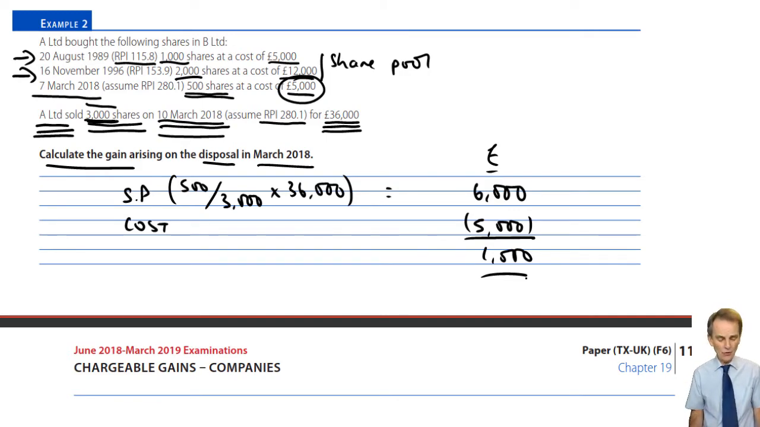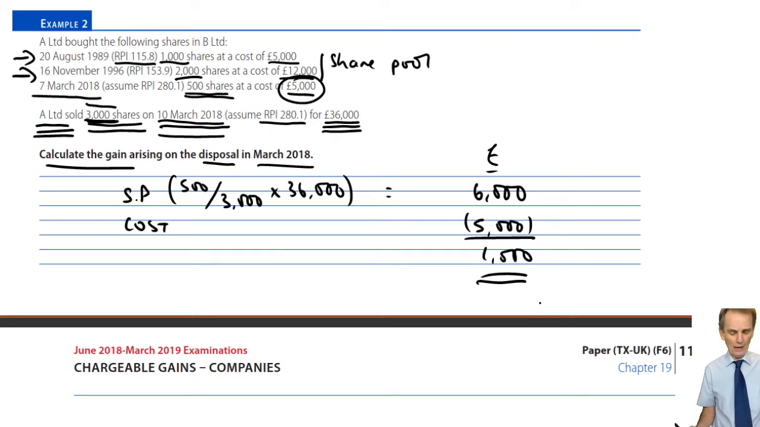On 500 of the 3,000 shares sold on the 10th of March 18, we're looking at a chargeable gain of £1,000. So that leaves us with the remaining 2,500 shares to deal with. Now, where did they come from? Well, the only other place could be the share pool.